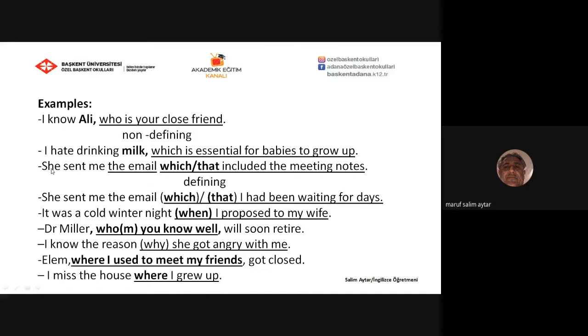But in the third example, we say, she sent me the email. She sent me the email. You will ask all the time, which email? Which included the meeting notes. So this relative clause gives necessary information about the noun before it. Therefore, it must be a defining one. Mind you, no comma here. She sent me the email which I had been waiting for days.